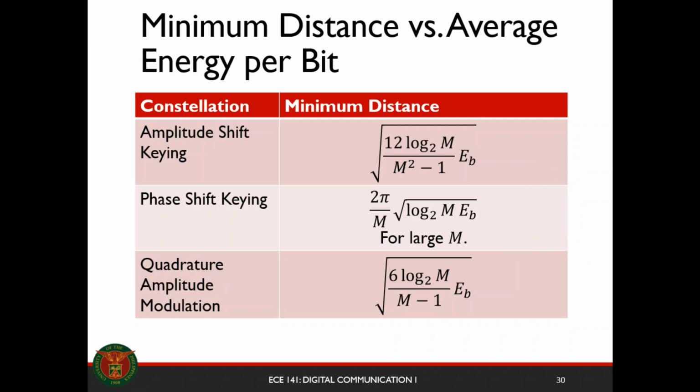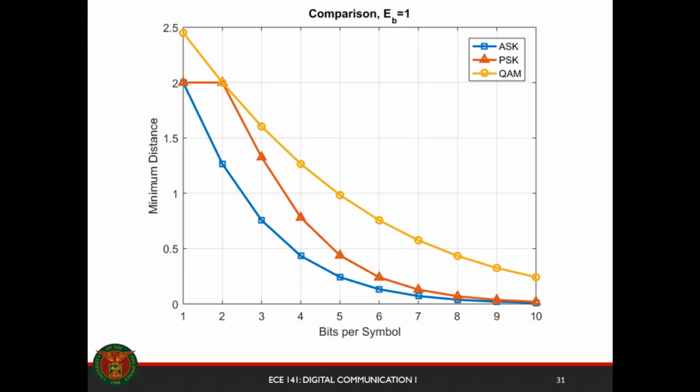So for ASK we have this, PSK we have this, and QAM we have this. Okay. So comparing them, it's better to compare them graphically. There we go. So for different number of bits per symbol, your minimum distance varies.